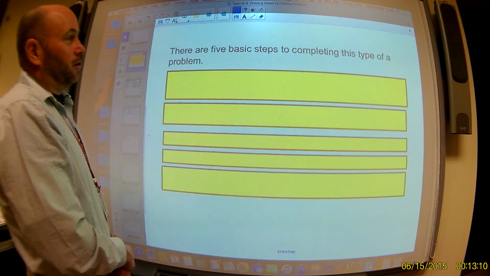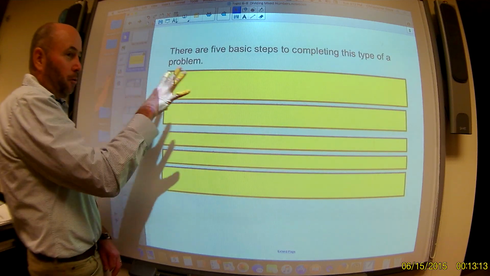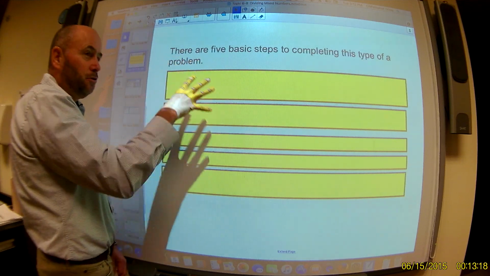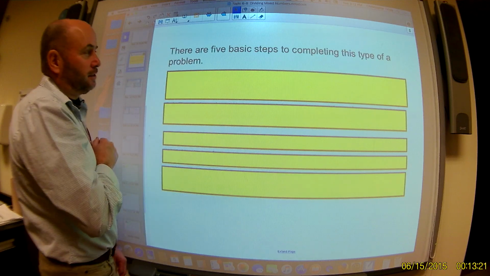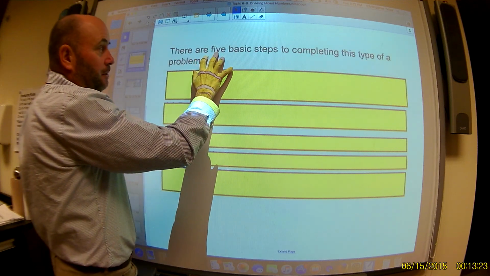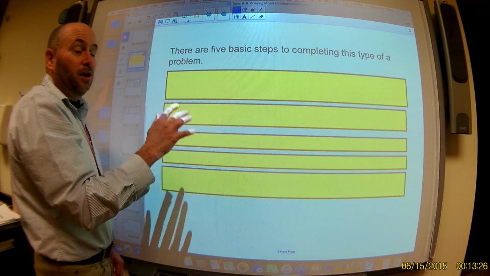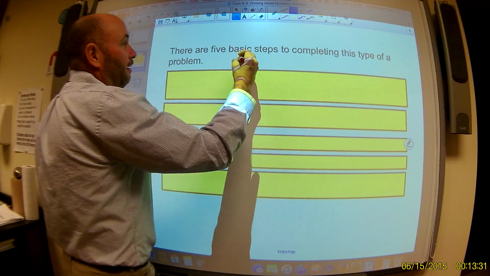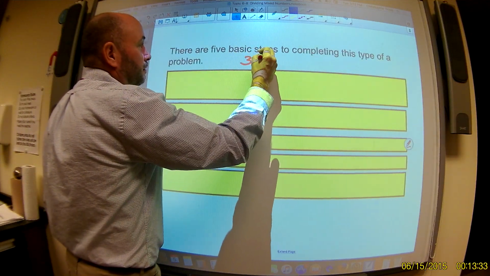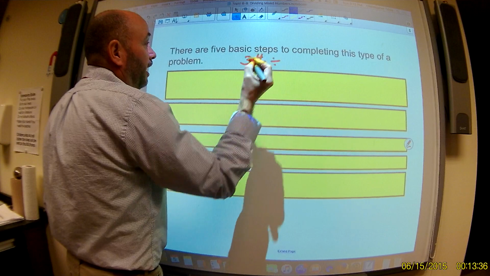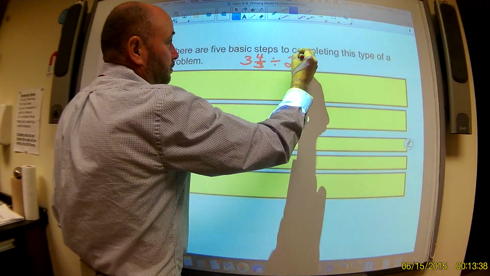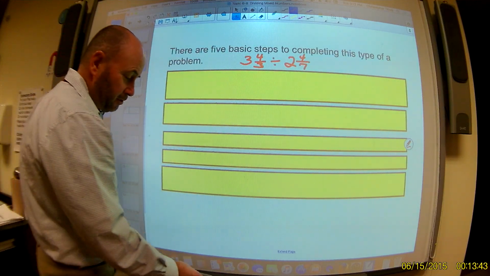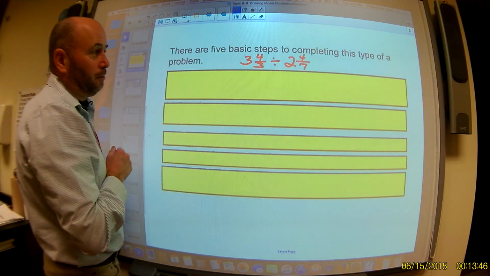Okay, let's take a look at what we have here. Before we go into the book lesson, I want to review that we have some basic steps and some new steps that we're going to throw into the process. There remain 5 basic steps to completing this type of problem. So if you have a mixed number and you're dividing it by another mixed number, we have some basic steps you would take in order to solve that problem.